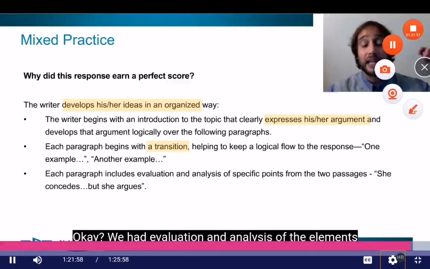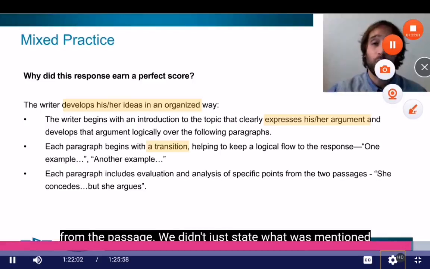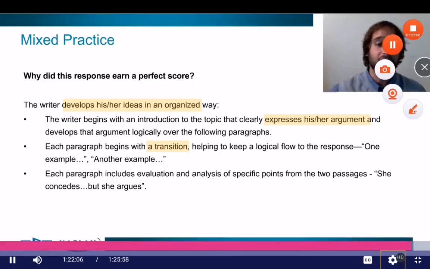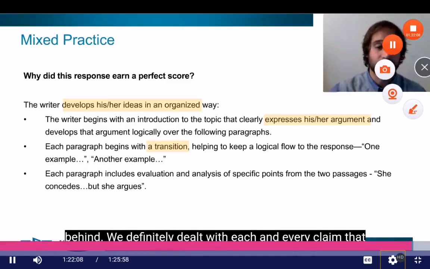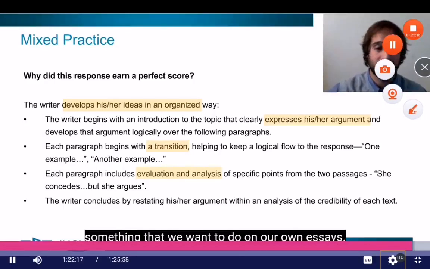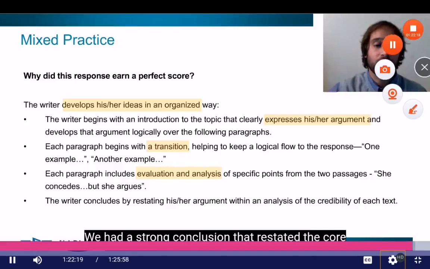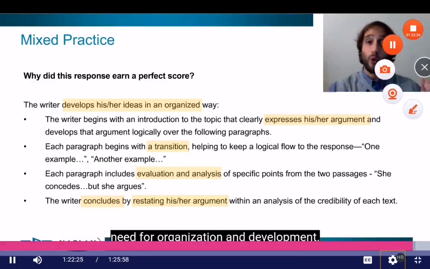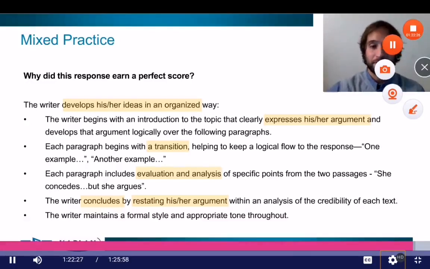Okay? We had evaluation and analysis of the elements from the passage. We didn't just state what was mentioned in passage 1 and 2 and then leave it behind. We definitely dealt with each and every claim that we made by analyzing it. Absolutely something that we want to do on our own essays. We had a strong conclusion that restated the core argument and thesis. Absolutely something we need for organization and development.